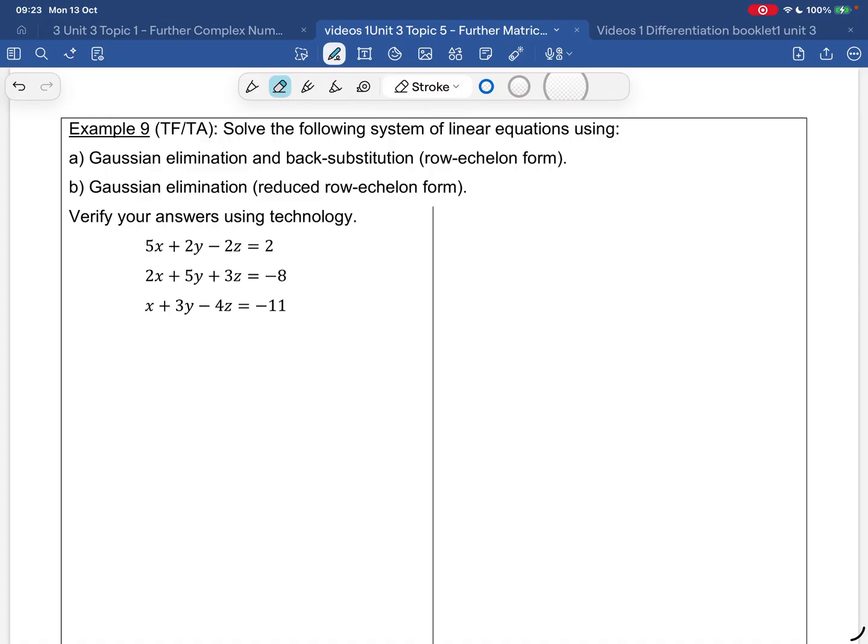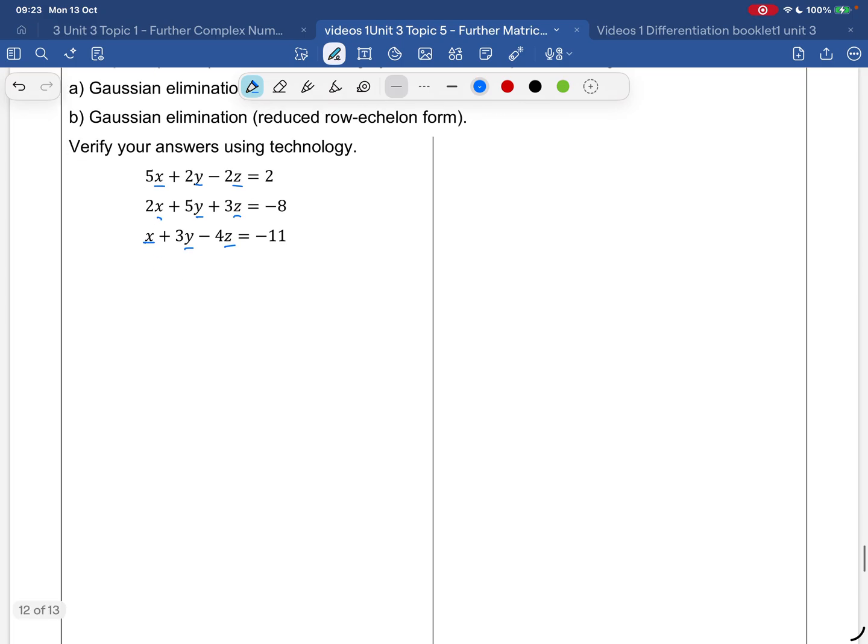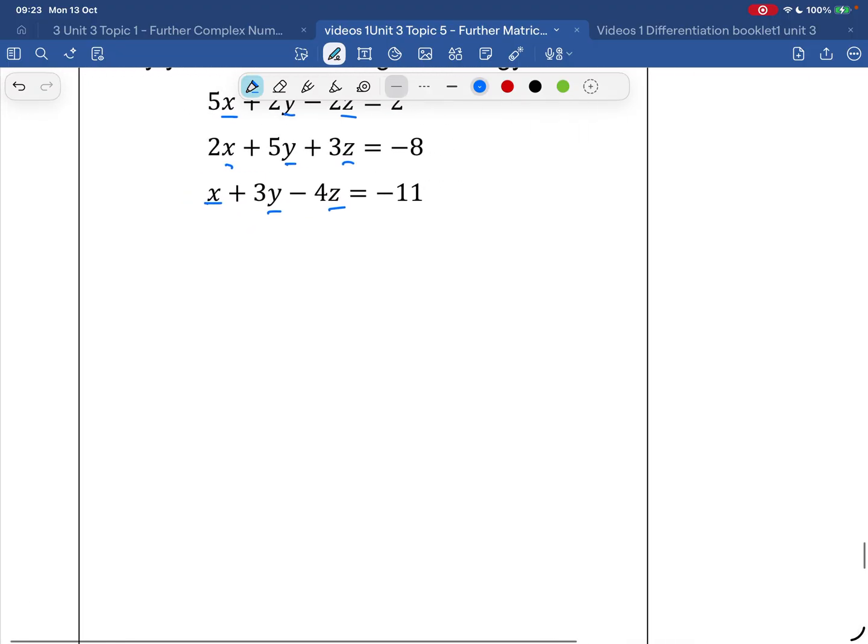All right, notice that the variables are all stacked one on top of each other. So the x's are one underneath each other, the y's are one underneath each other, and the z's are one underneath each other. In order to create a matrix, you need to have your variables stacked in the right orders so that your matrix contains the numbers in the correct order. All right, so let's turn this into a matrix.